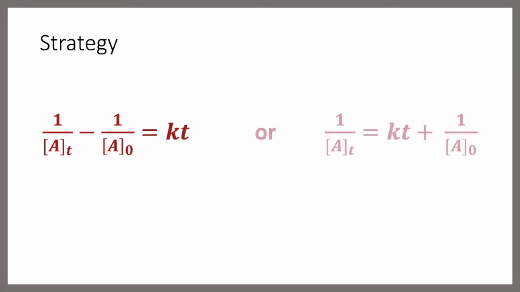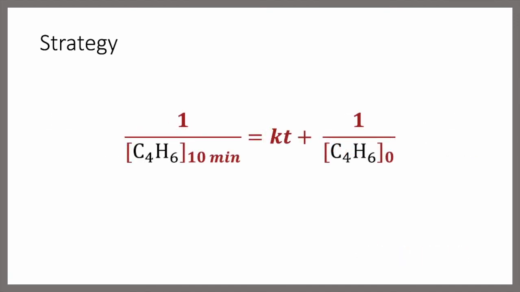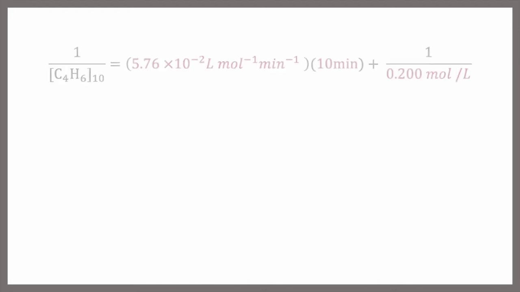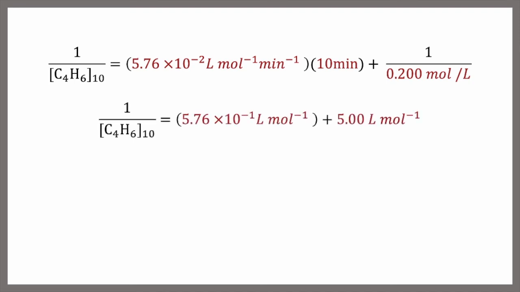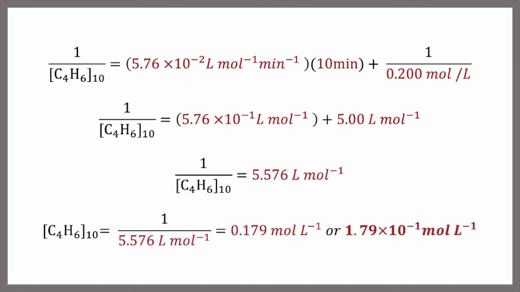Our strategy is going to be to use the second order rate equation, which we can get from the AP chemistry equation sheet. We've got 2 different forms of it. Use whichever one we prefer. I'm going to use this one, but you could use the other. And I'm going to swap in the formula for butadiene for A. We'll substitute our values in, and with a little bit of algebraic rearrangement and simplification, we see that at the end of 10 minutes, the concentration of butadiene will be 1.79 times 10 to the negative 1 moles per liter.